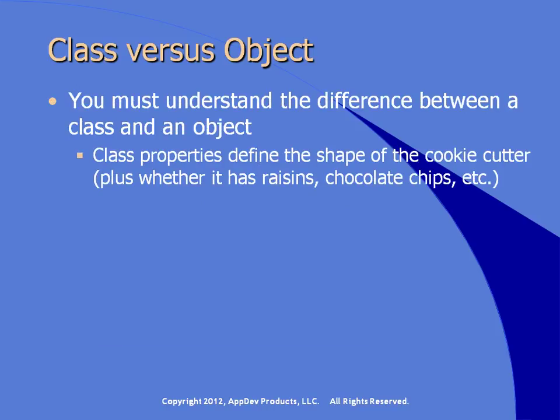The class properties define the shape of the cookie cutter, and it's also going to tell us not only how thick the cookie is, but we can add things like raisins to it. We could have a raisin property in the cookie object. We could have a chocolate chip object. We could have a sprinkles object, a frosting object, blah, blah, blah.